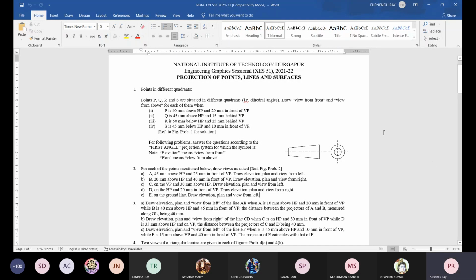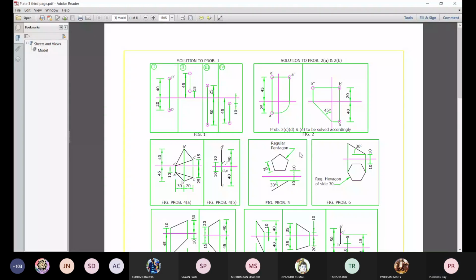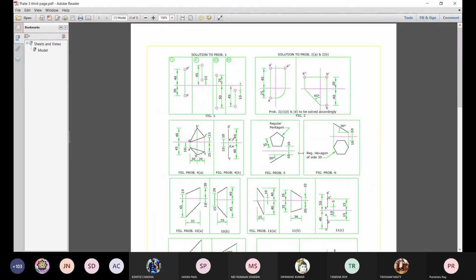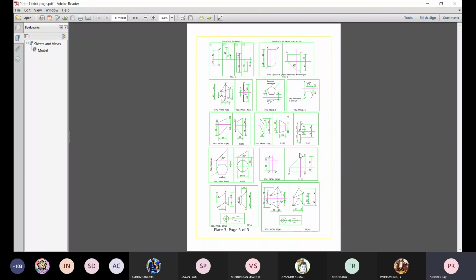Taken. Now I unshare it. Okay. Next, now this is the complete page. Is it clearly visible on your screen?